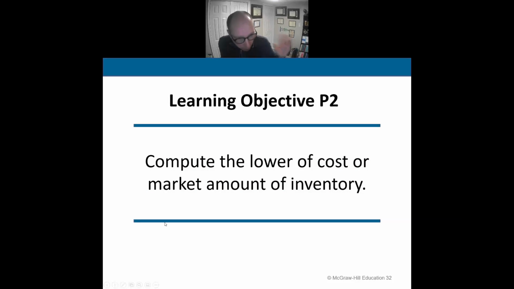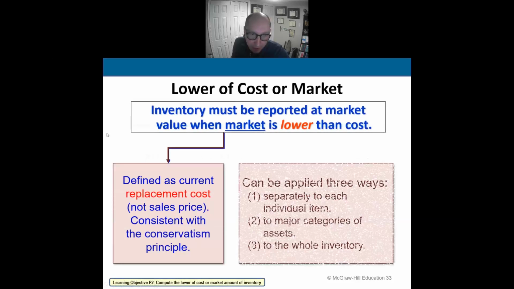There's one other one I need to tell you about, not used commonly. Sometimes, especially if it's publicly traded, the company will use what we call lower of cost or market. This is called the replacement cost.